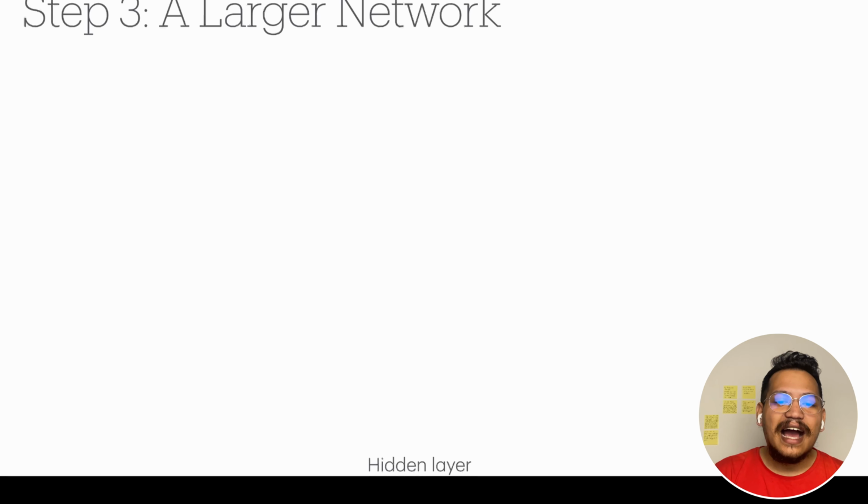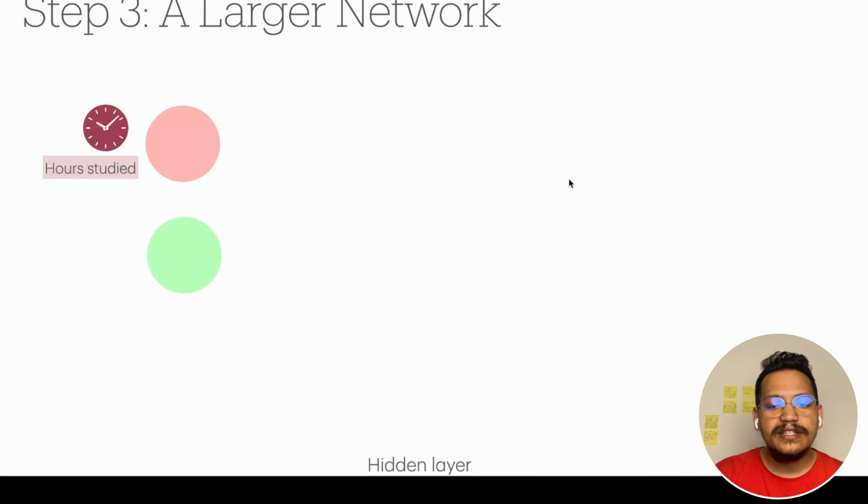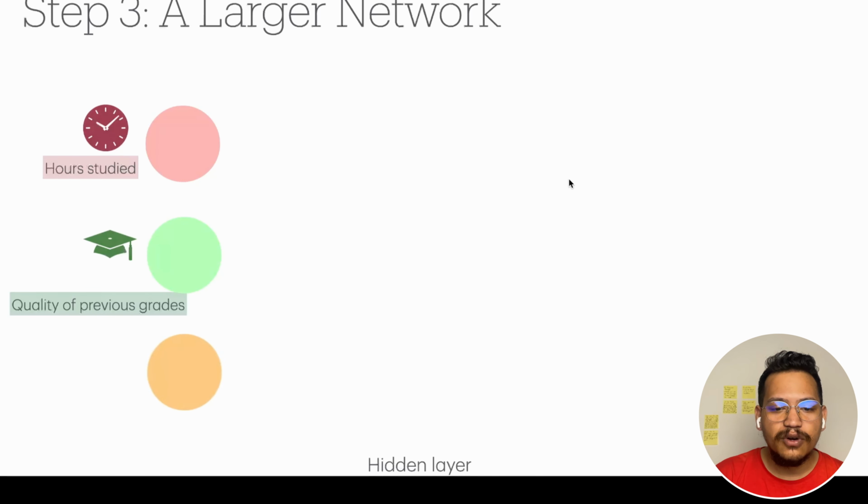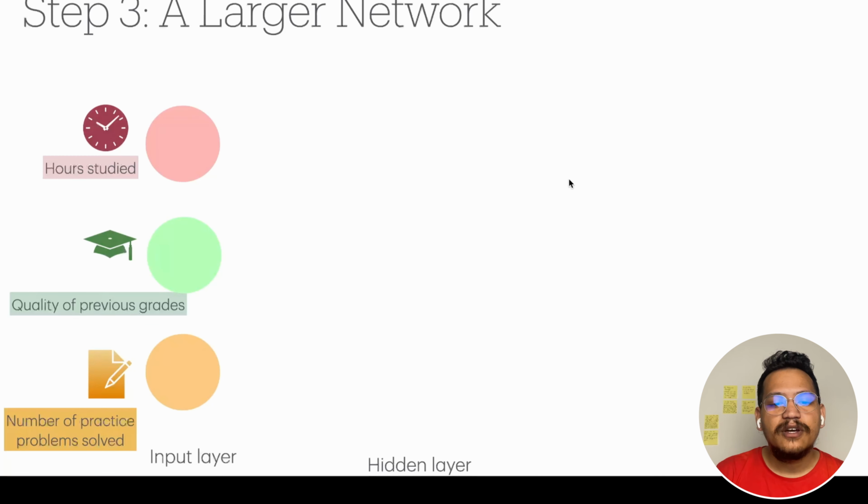Now, let's make it more interesting. Instead of just hours studied, we will add more features: hours studied, quality of previous grades, and number of practice problems solved. Each feature influences the student's exam score, but in different ways. For example, practice problems might help with understanding concepts. Quality of grades might reflect a strong academic foundation.